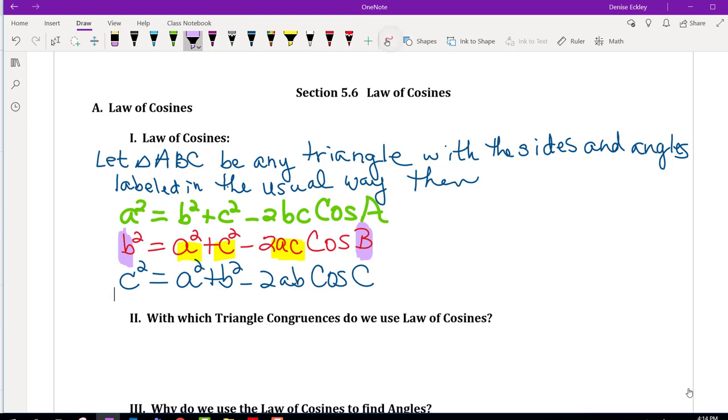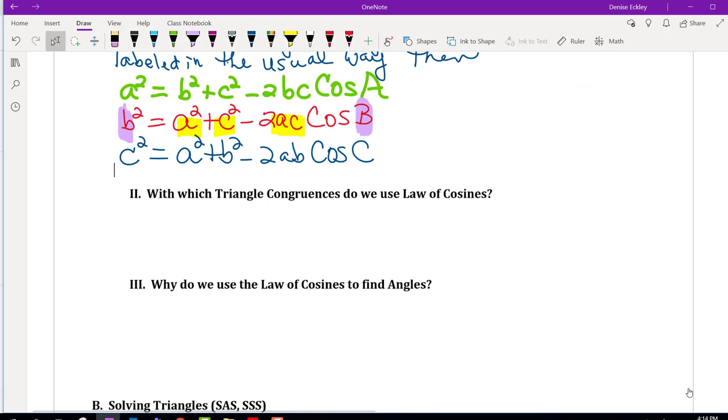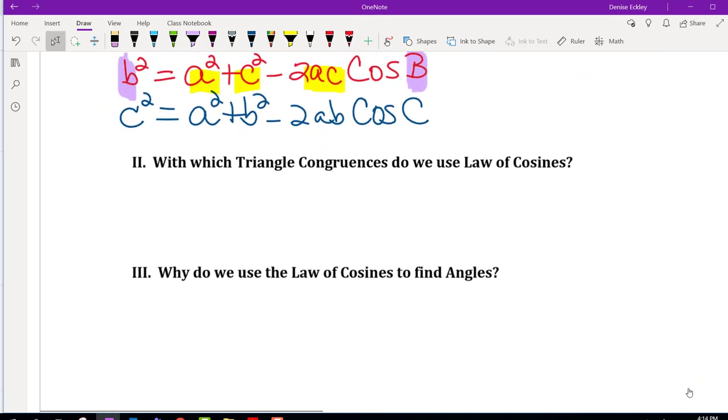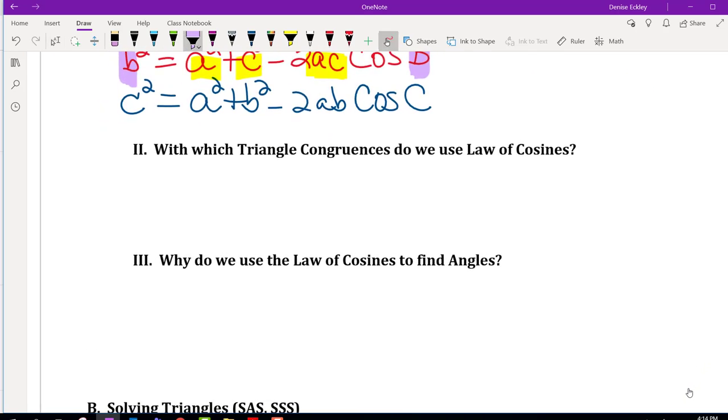That leads us to the next part, which asks us, with which triangle congruences do we use the law of cosines? Well, if you remember from law of sines, we used angle, angle, side, and angle, side, angle. So the other 2 that we did not use are side, side, side, and side, angle, side.